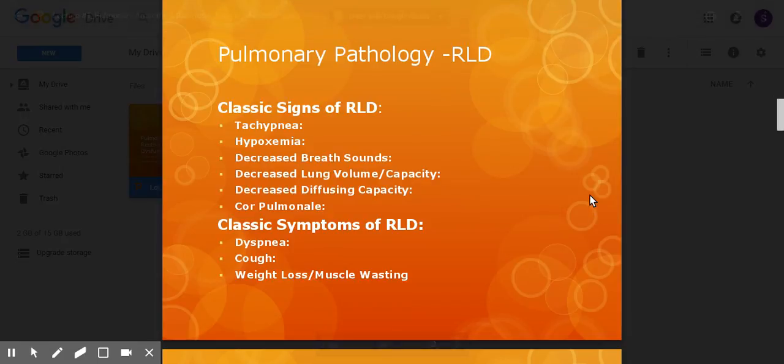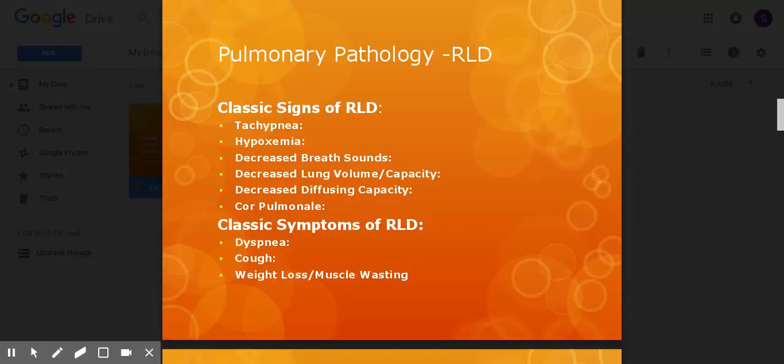So what are some of the signs and classic symptoms of restrictive lung dysfunction? Some of the classic signs include tachypnea, which is that increased rapid breathing rate, hypoxemia, where low oxygen saturations at rest or with activity, depending again on the progression of the condition. Decreased breath sounds, sometimes what's referred to as dry inspiratory rales.